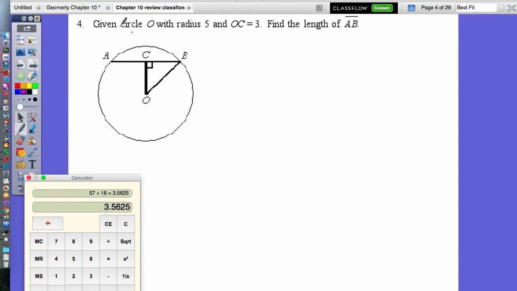For the next problem, given circle O with a radius of 5. So O to B is going to be 5, and O to C is 3. Find the length of AB. Well, I'm going to use the Pythagorean theorem to find CB. You may recognize that this is a Pythagorean triple, so it's going to be 3, 4, 5. But if you didn't, 3 squared plus this other leg, I'm going to use question mark.